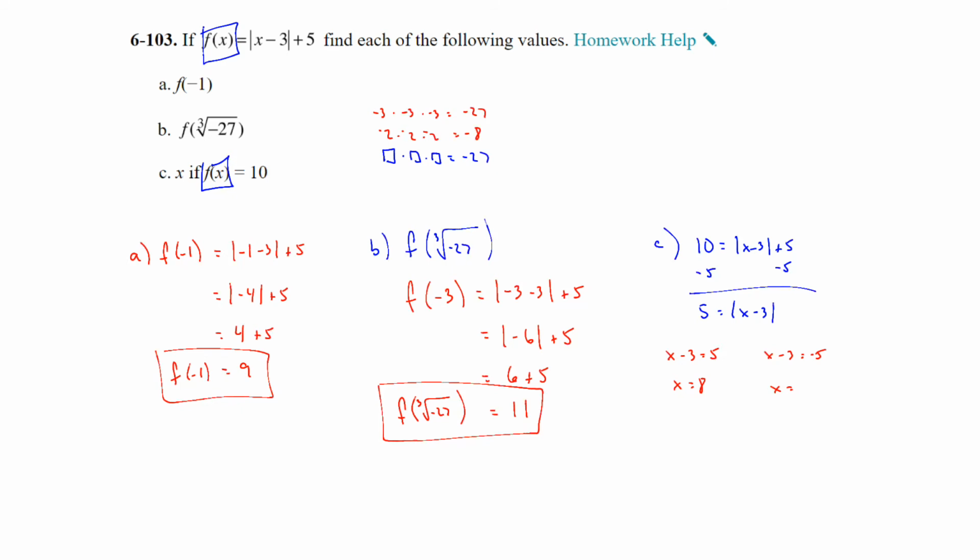But on this one, if you add 3 to both sides on the second equation, you get -2. So you get two solutions. X is equal to, and since there are two solutions, I'm going to write it as a set. X equals, that's the curly bracket, -2 comma 8. And so those are the two solutions for part C.